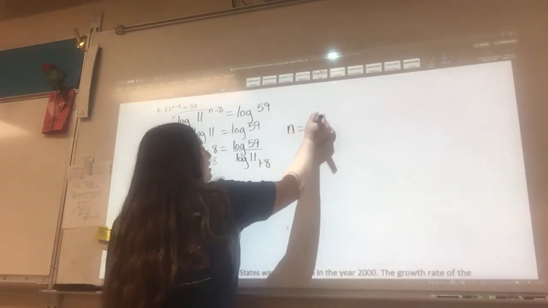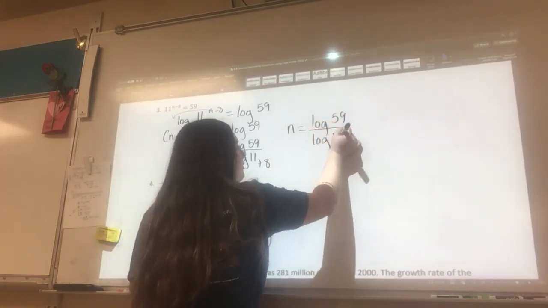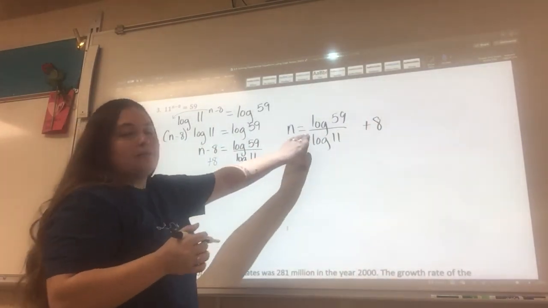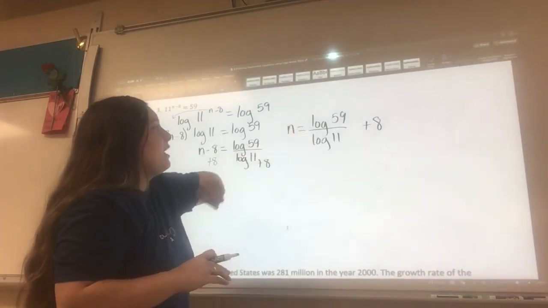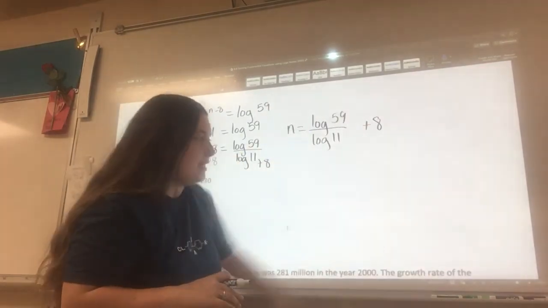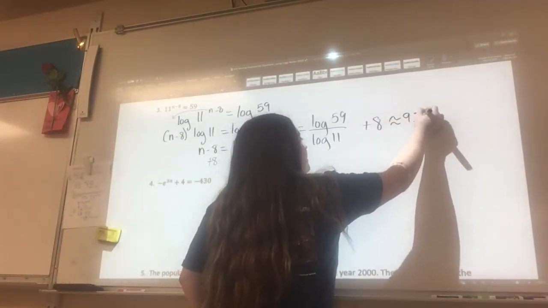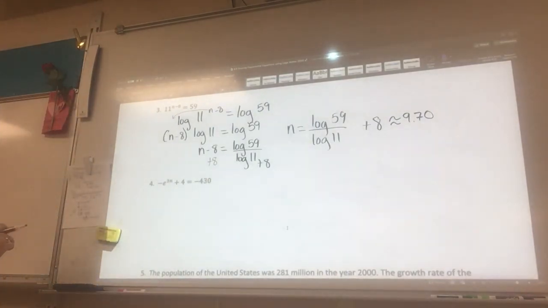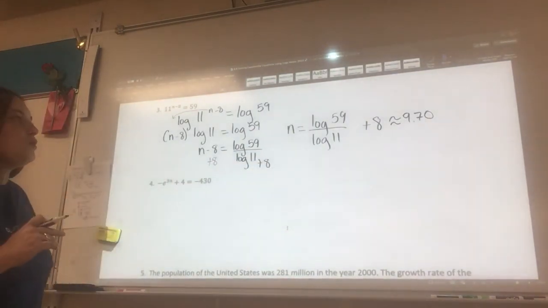So n is going to equal log of 59 divided by log of 11, and then we're going to add 8. Again, make sure to put this in parentheses if you're doing this all in one go on the calculator. So we're going to do log of 59 in parentheses divided by log of 11 in parentheses, add 8. So what you're going to get is approximately 9.70 to the hundredths spot. So just as a reminder, please make sure you're doing approximations to the hundredths spot.